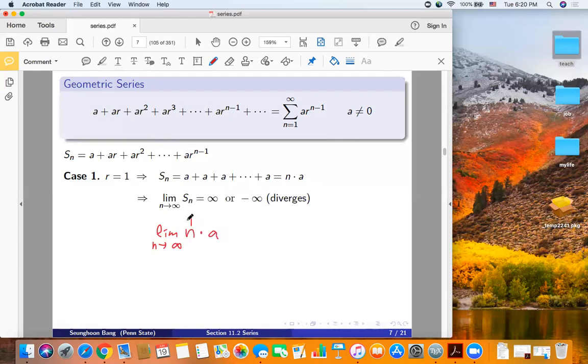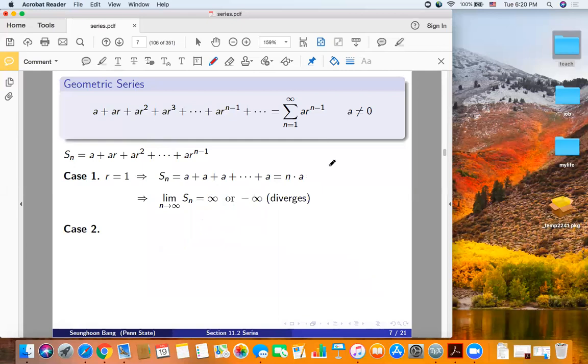So what does it mean? This n approaches positive infinity. What about a? a has two possibilities, a positive number or a negative number. So infinity times a positive number goes to positive infinity. Infinity times a negative number goes to negative infinity. We have two possible answers, but it is always divergent.